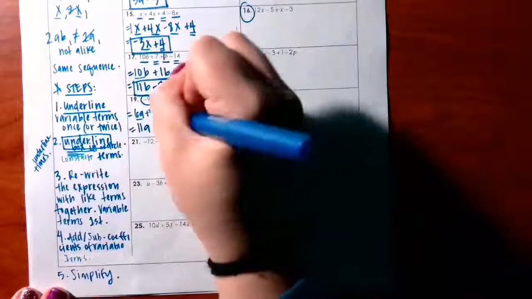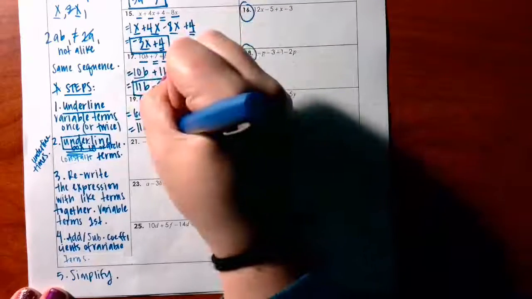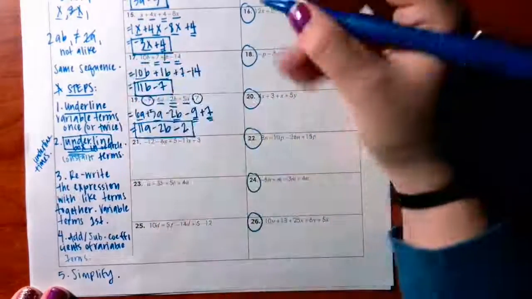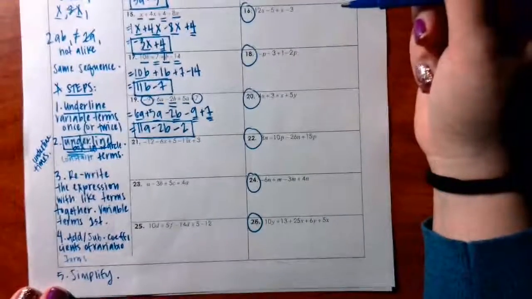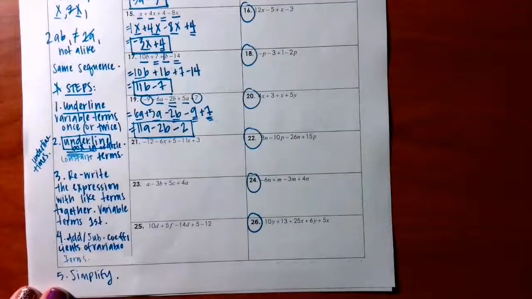I don't have any other B terms to combine, so minus 2B. Negative 9 plus 7 is negative 2. This is my simplified expression. It doesn't look simplified, but it is. Remember, for it to be like terms, the variables have to be exactly the same.